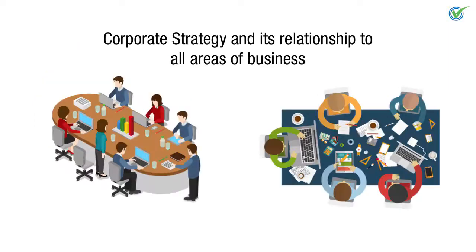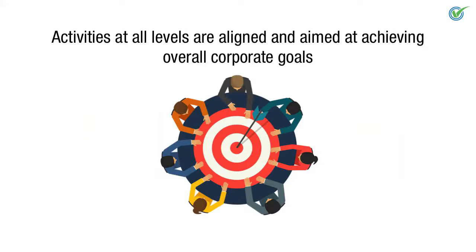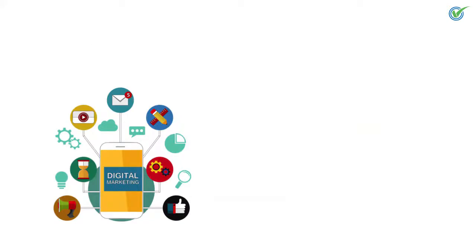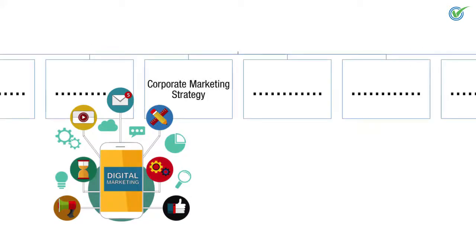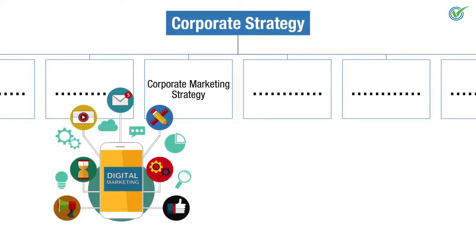It is important to understand the overall corporate strategy and its relationship to all areas of the business in order to ensure that activities at all levels are aligned and aimed at achieving overall corporate goals. Digital marketing forms just one component of the overall marketing strategy, and the marketing strategy is established using direction provided by the overall corporate strategy of the company.